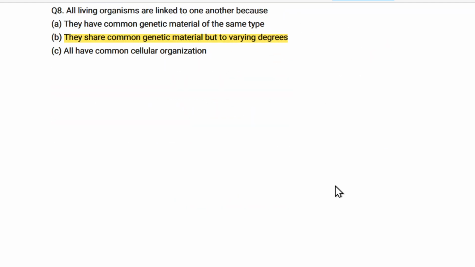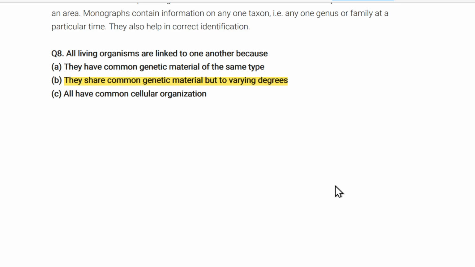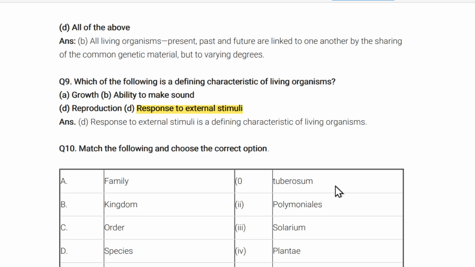Question number 8. All living organisms are linked to one another because they share common genetic material but to varying degrees. Question number 9. Which of the following is a defining characteristic of living organisms? Answer. Respond to external stimuli is a defining feature of living organisms.